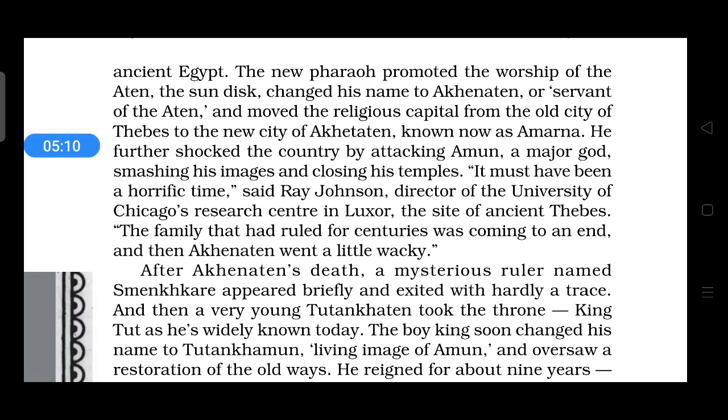It must have been a horrific time, said Ray Johnson, director of the University of Chicago Research Center in Luxor, the site of ancient Thebes. The family that had ruled for centuries was coming to an end, and then Akhenaten went a little wacky. So when the family was coming to an end, at that time this king Amenhotep IV became a little wacky. He was mentally sick.